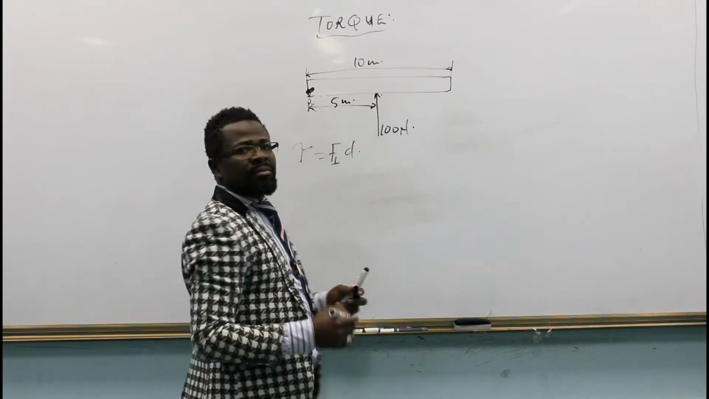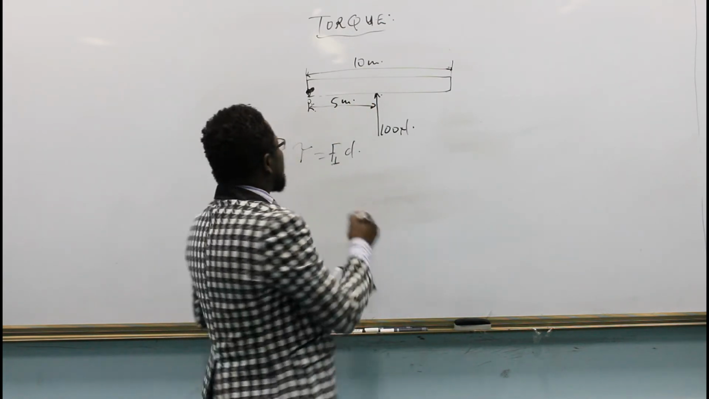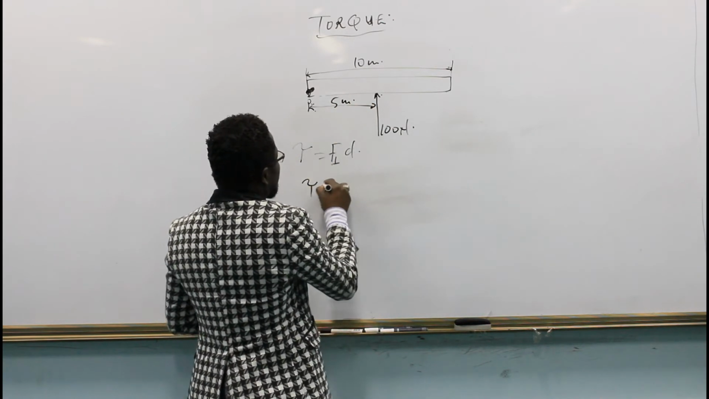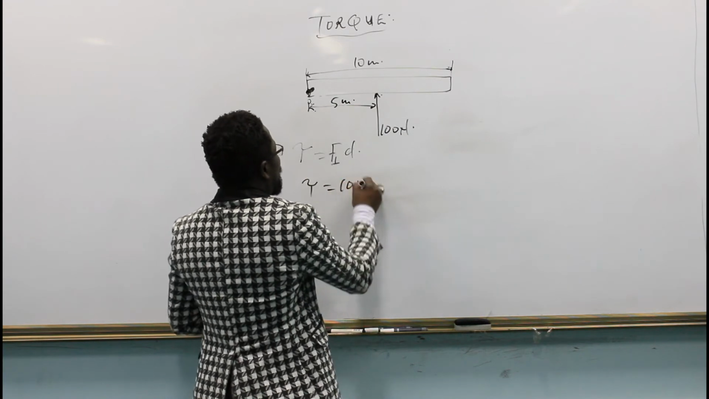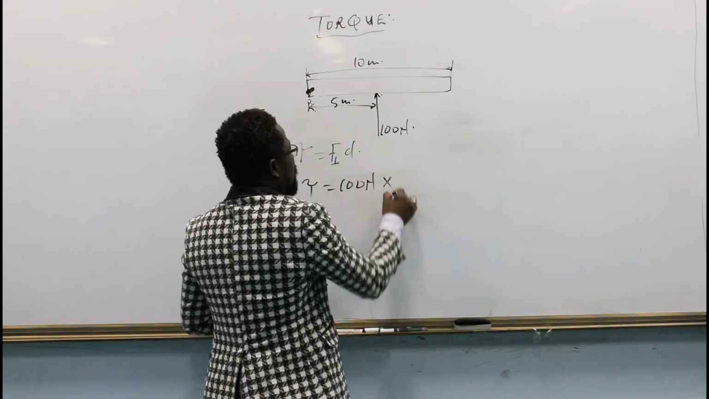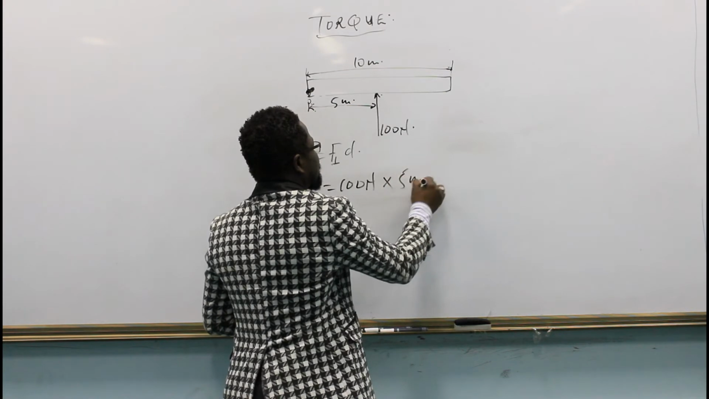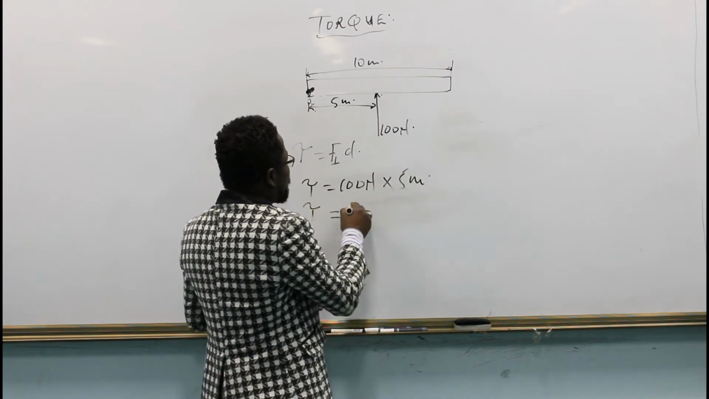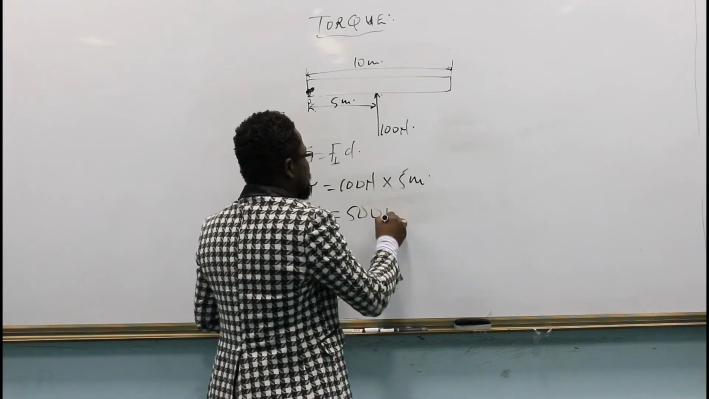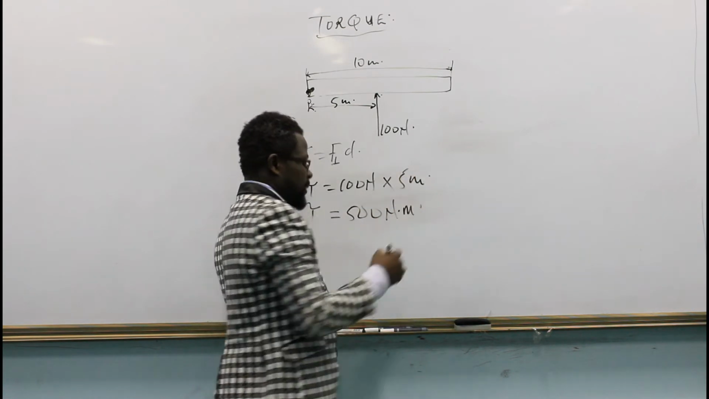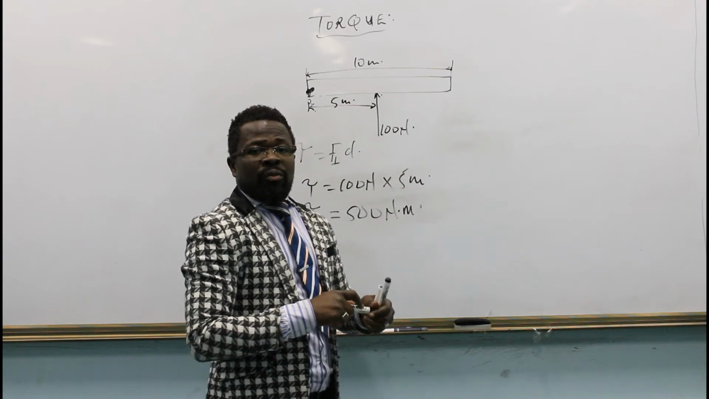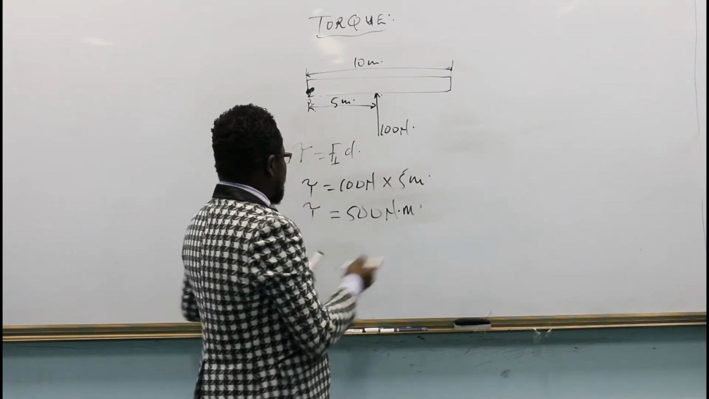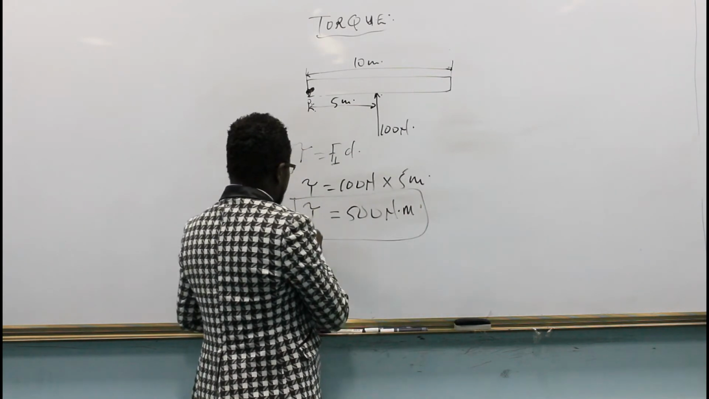5 meters. And we will therefore say that our torque is going to be 100 newtons multiplied by 5 meters. And this is now going to give us a torque of 500 Newton meters. We've been able to calculate for that now. So this becomes a torque.